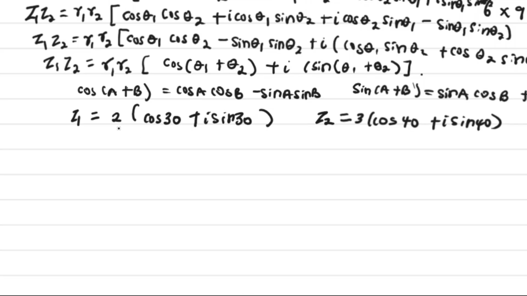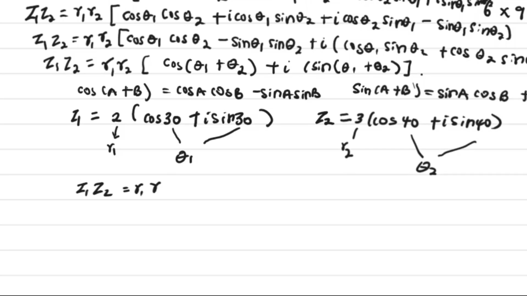Now, from this question, what it means is that our R1 is what? 2. Our theta 1 is what? 30. Our R2 here is what? 3. Our theta 2 is what? 40. Now, we have derived that Z1, Z2 is equivalent to R1, R2, open bracket, cos theta 1 plus theta 2 plus I sine theta 1 plus theta 2, close the bracket.